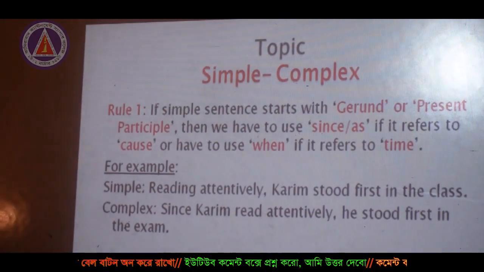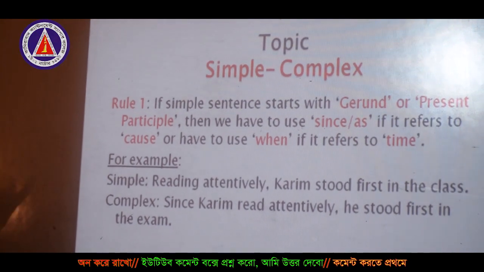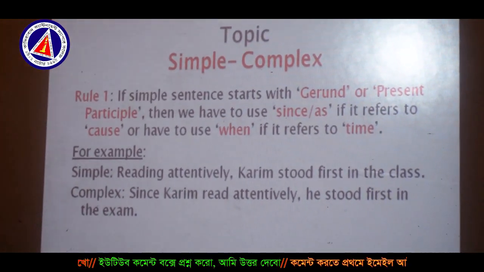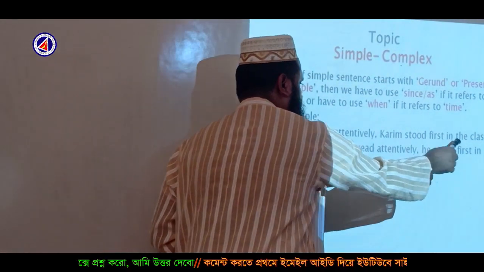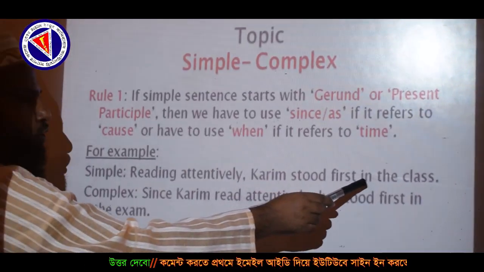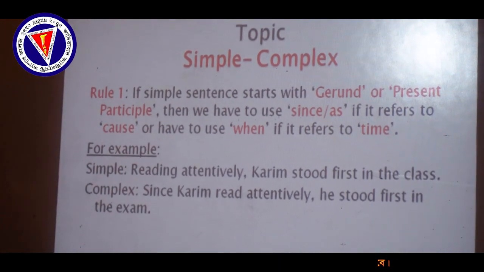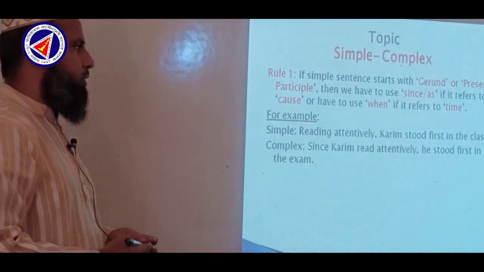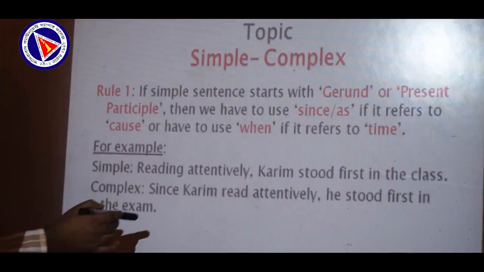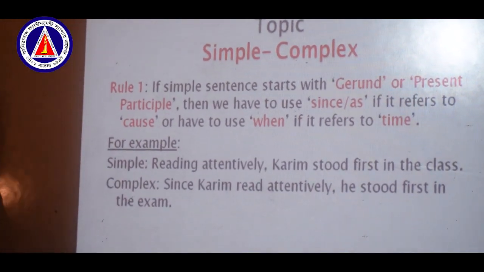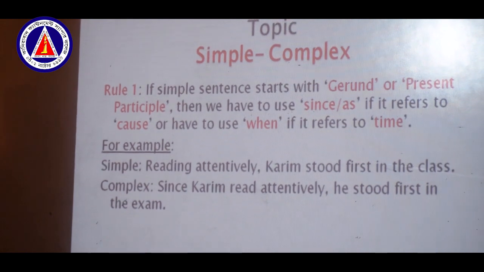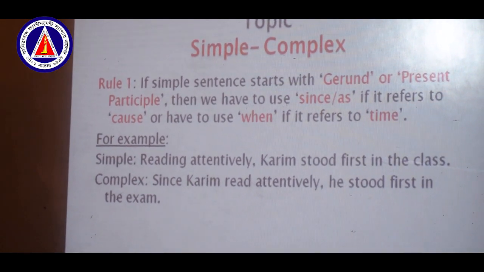For a simple sentence, we need to use only a single clause, and the clause should be a principal clause that I discussed in my first class. So here, Karim stood first in the class. This is a principal clause. This is the main part of the sentence. If we minus reading attentively, Karim stood first in the class will be a single, complete sentence.